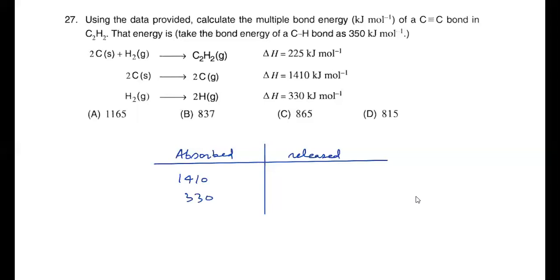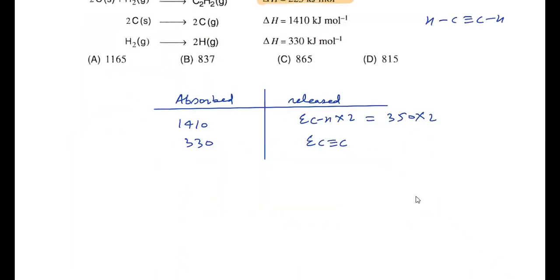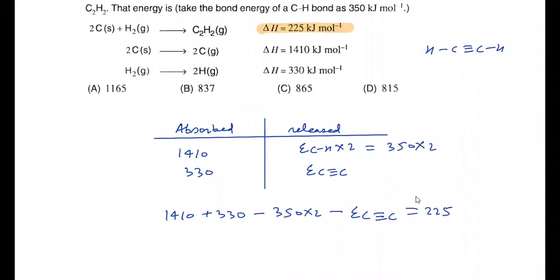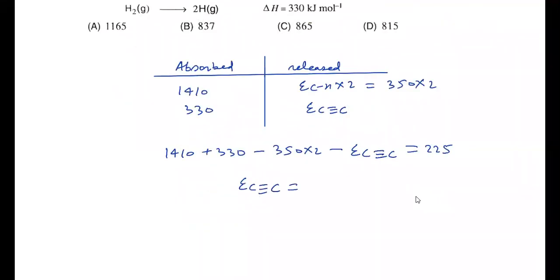After that, formation of C2H2 will take place, and the structure is this way. So bond energy of the C-H bond will be released for 2 units, which is given as 350 into 2. And the bond energy of C triple bond C will also be released, which you have to find out. The enthalpy for this complete process is given as plus 225 kilojoule per mole, so net energy is absorbed. That means absorbed minus released: 1410 plus 330 minus 350 into 2 minus bond energy of C triple bond C must be equal to 225. From here you solve for the bond enthalpy of C triple bond C. That will be your answer.